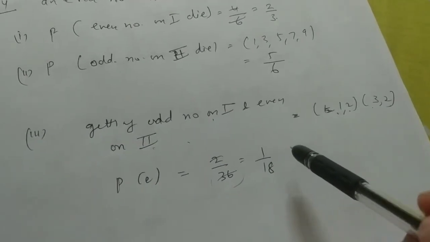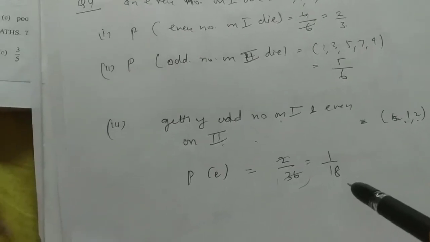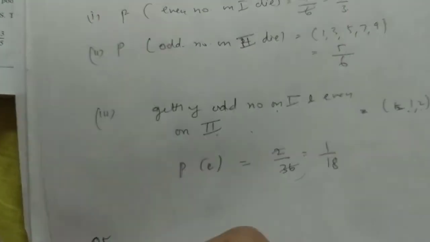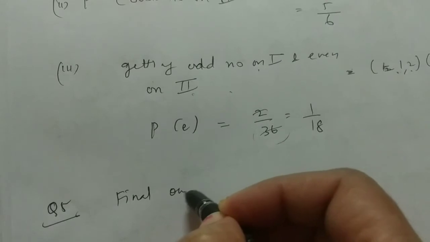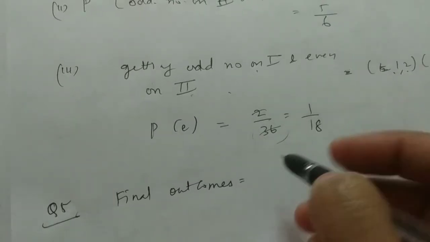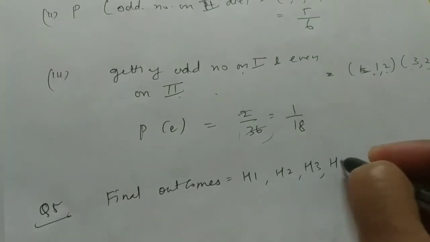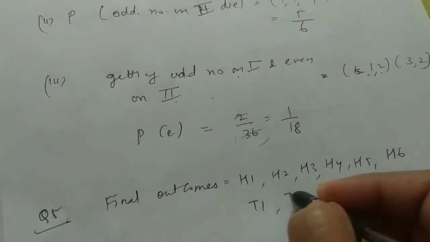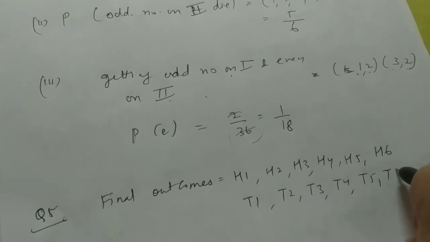Now come to the question number 5. Question number 5 says a coin and a die are thrown together. Make a list of final outcomes. Find the probability of getting a head on the coin and a prime number on the die. So question number 5, we have to make the list of final outcomes. So the list of final outcomes would be head 1, head 2, head 3, head 4, head 5, head 6, then tail 1, tail 2, tail 3, tail 4, tail 5 and tail 6.